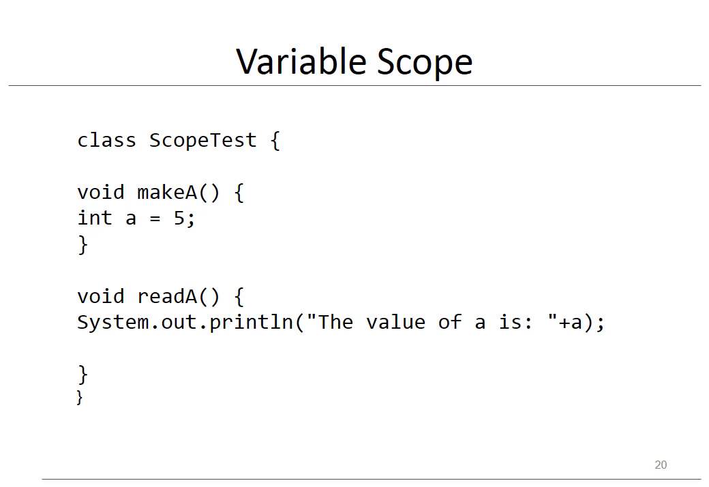Let's see whether you get this. What will happen if you execute this code snippet in Eclipse? It will give you an error. Why? The variable a is a local variable defined in our method makeA. Hence, it's only accessible within the method body and not outside. So when the readA method is called, the variable a is unknown and an error will be generated.